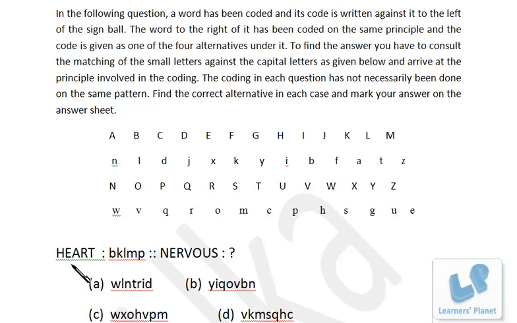Let's see the first one. HEART is written as BKLMP. We have to find out the code for NERVOUS, right? H is matched with B, E with K, A with L, R with M, that means it's crossing. That means each letter is matched with the next letter in the bottom line. So N must be matched with V. So friends, we just have a single option where N is written as V.